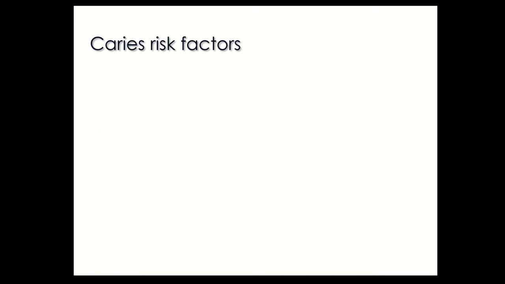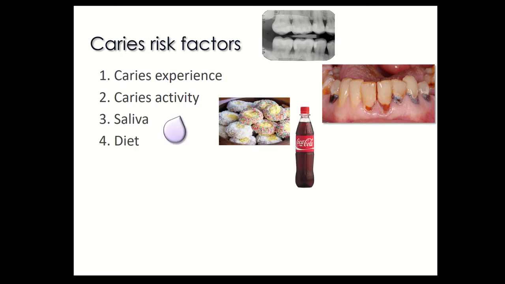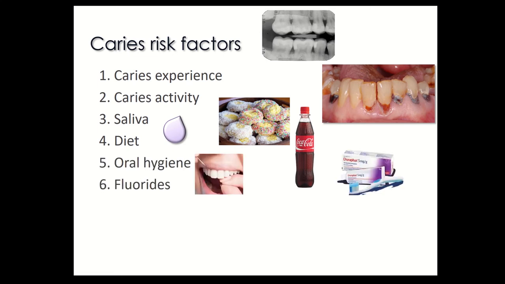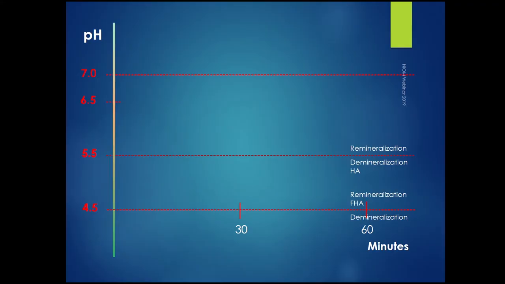To help assess the risk of getting new caries, we usually consider these 7 factors: caries experience and caries activity, saliva properties, composition of diet, oral hygiene, use of fluorides, and social and economical situation. These are risk factors that have to be considered thoroughly to make good decisions and an individual treatment plan. So, Frode, could you explain how these factors are interacting in some sense?